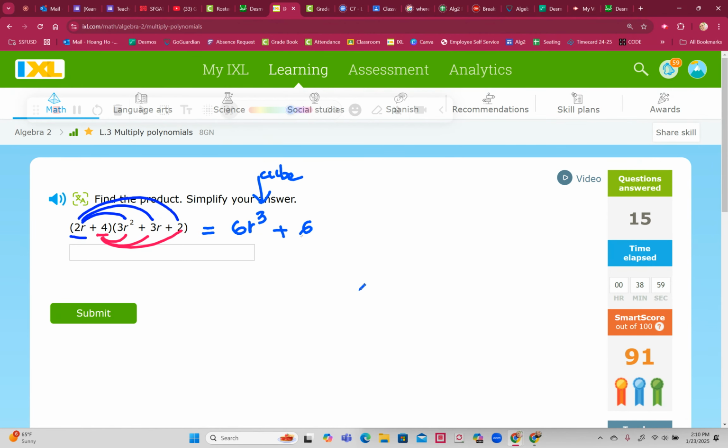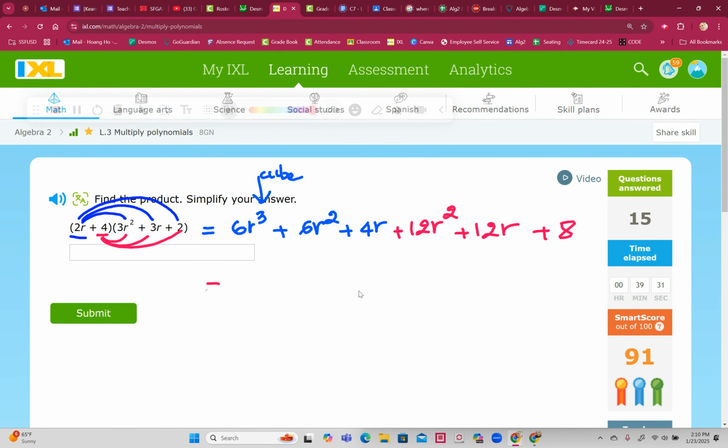2 times 3 becomes 6. R times R becomes R squared. And then continue. 2R times 2, that's a 4R. And then we move on to number 4. 4 times 3R squared. 4 times 3, that's a 12, and then R squared. 4 times 3R, that's a 12R. And then 4 times 2, that's a number 8.